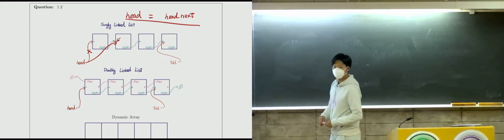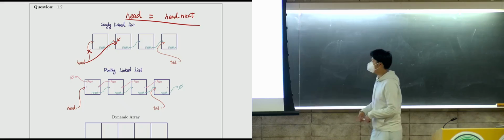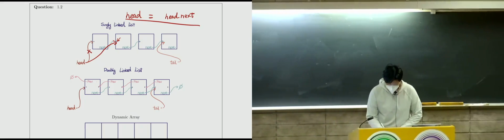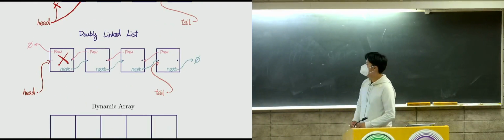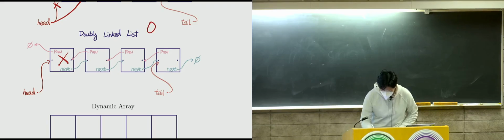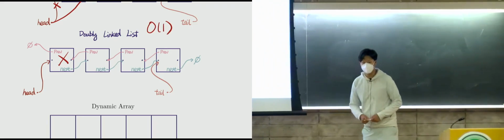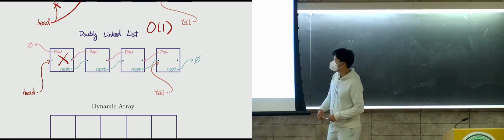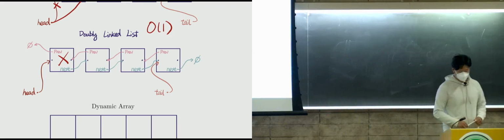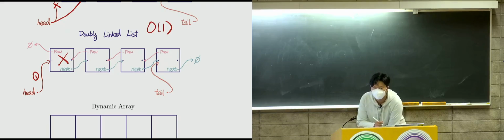So what about the doubly linked list? What is the time complexity of deleting the first element of the doubly linked list? Yeah, it's O(1). And in order to delete the first element, what should I do? How many pointers should I change? Which two? The first one is head. What is the second pointer I need to change?